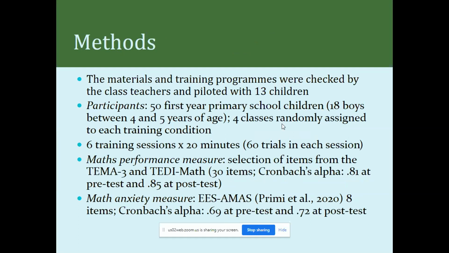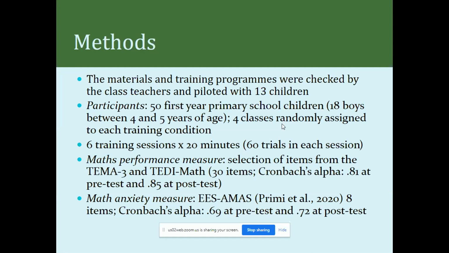Before we ran this study, we had a small pilot study with 13 children from a primary school, for example, to decide how many training sessions would be the most appropriate, so that children still improve their skills but don't get too bored with the training procedure. We also asked the teachers to check the content of the maths performance measures, to be sure that we were covering content they had already covered in school.